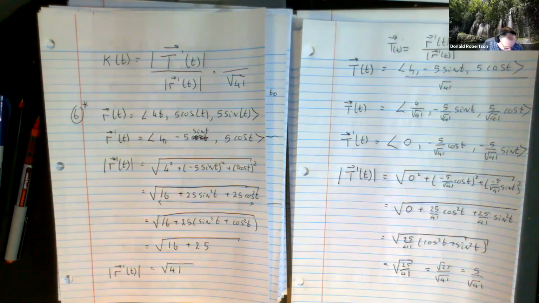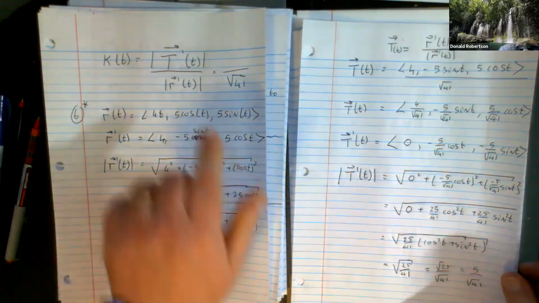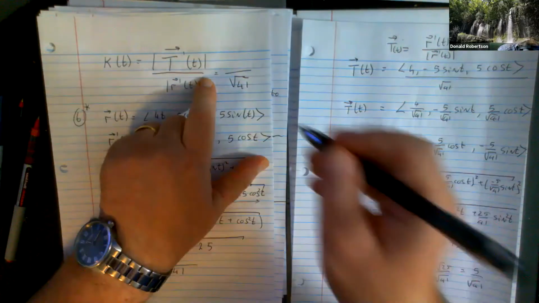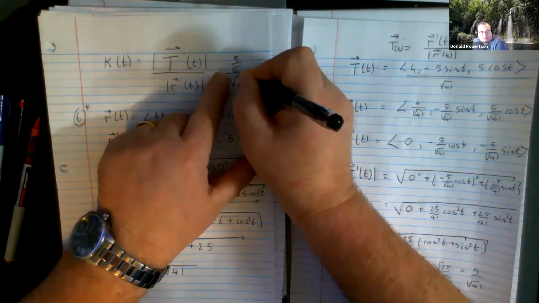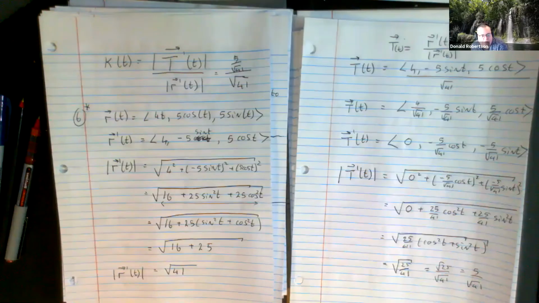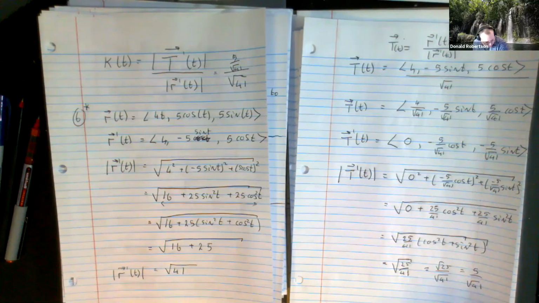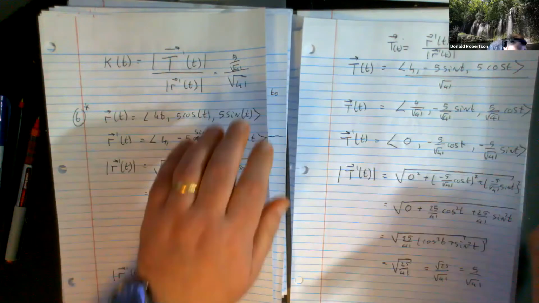Now, let's put the package together then. 5 over root 41 goes in the top, square root of 41 goes in the bottom. Can I make that prettier?